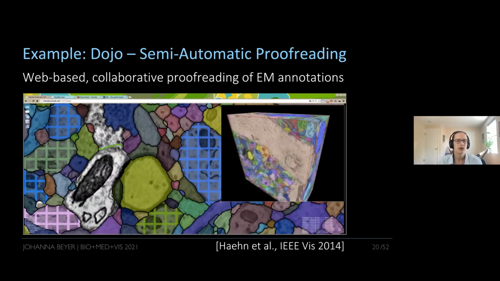And here I just want to very quickly show one example called Dojo, which is a web-based tool for collaborative proofreading. So you can see there is the EM image slice, and in addition to the slice, they get a 3D view. They can load objects that have already been segmented that are then shown in this checkerboard pattern, basically. And the UI allows for an easy and fast correction of the segmentation.